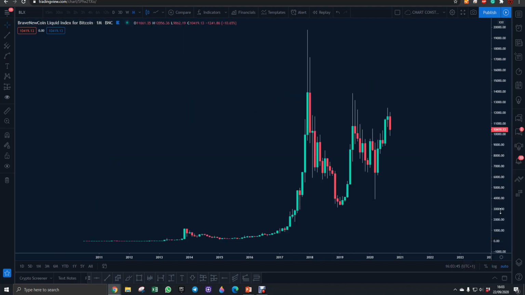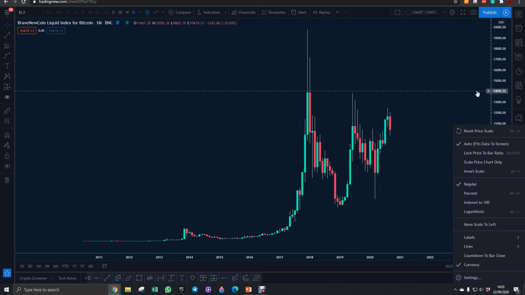When you normally arrive at a chart, it won't look potentially quite like this, but it will normally be on a linear scale. You can change the scale using the right click down the right hand side, or whichever side you've got your scale on. You might also have it on the left hand side. But here I've got it on a regular scale.